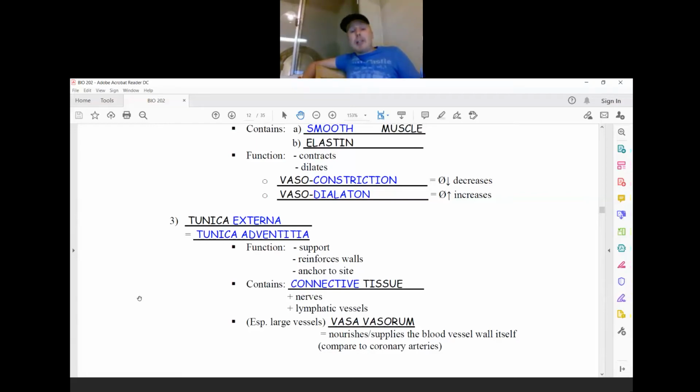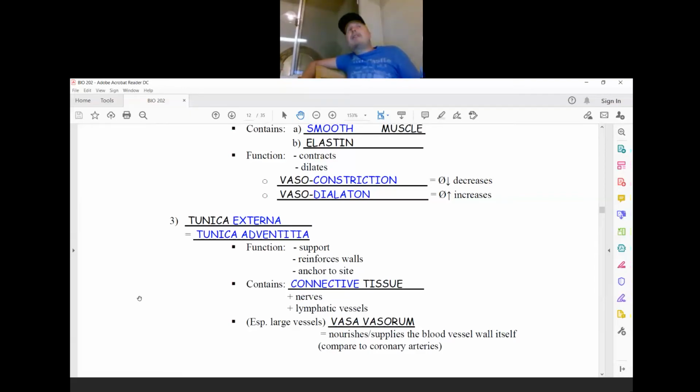This is made largely of connective tissue. We end up finding also nerves and lymphatic vessels running within the tunica externa. Also, another thing that we end up finding on the outermost layer, the tunica externa, is blood vessels themselves in the blood vessel wall. Especially in very large vessels, we end up finding these little blood vessels. And the function of these little blood vessels is to supply the blood vessel wall itself. These are known as our vasa vasorum. Their function is to nourish or supply the blood vessel wall itself.